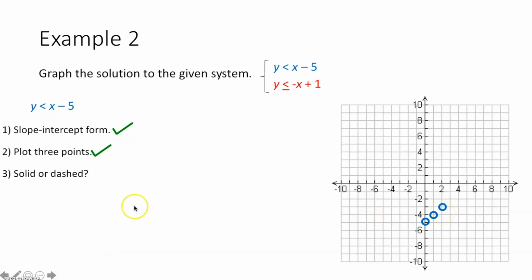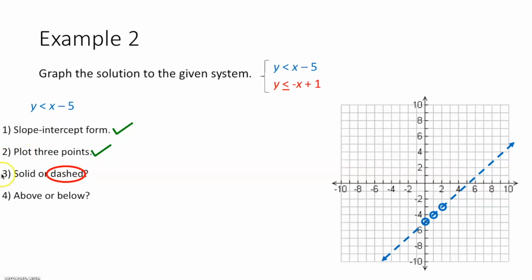We now ask ourselves, is this a solid or dashed line? Since there is no equal sign under here, it's obviously going to be a dashed line. So we draw a dashed line going through those points. Now, normally you'd be done, except this is a linear inequality. Because of this inequality, we now have to shade.